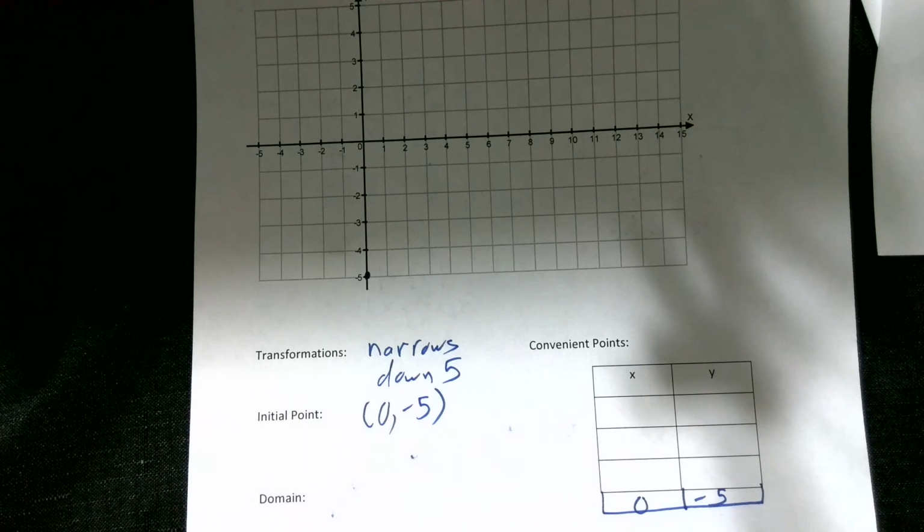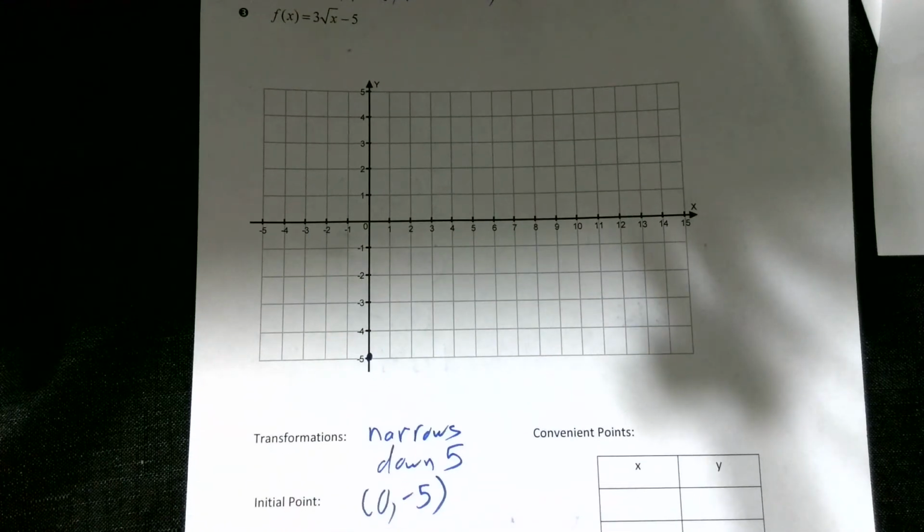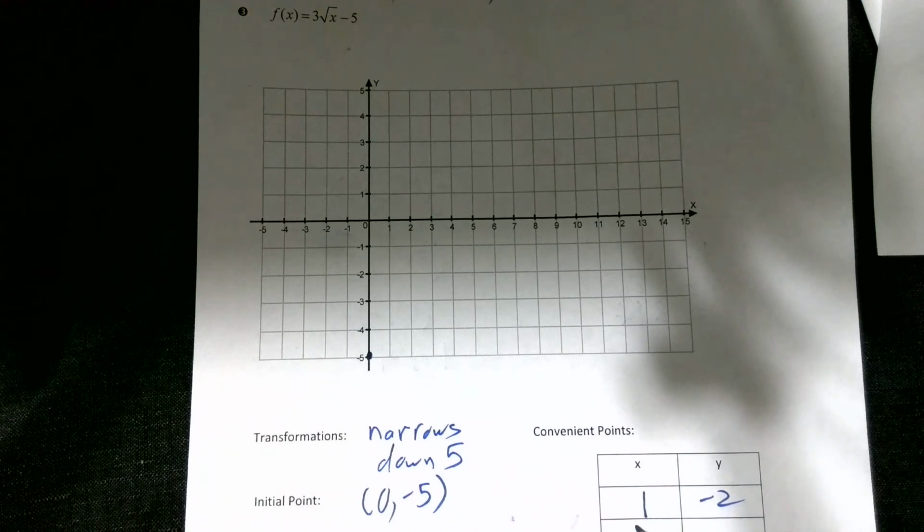Okay, now we want some other points here. So we go up here, we've got 3 times the square root of x. We can use perfect squares. Let's use 1 for x. Square root of 1 is 1. 3 times 1 is 3. Minus 5 is negative 2. Let's try 4.